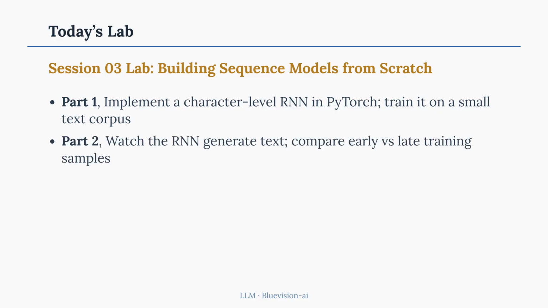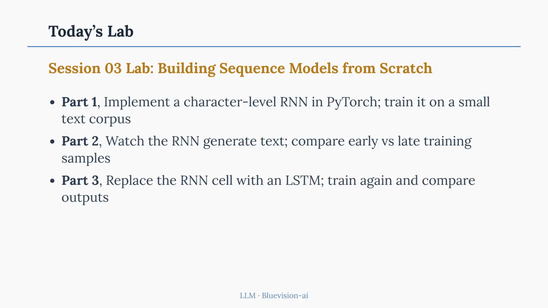Part 2. Sample from your trained RNN. Look at what it generates early in training, random noise, and late in training, something that looks suspiciously like language. The improvement is visible and satisfying. Part 3. Swap the RNN cell for an LSTM cell. Same training loop, same data, just one architectural change. Compare the outputs. Can you see the LSTM handling longer patterns?